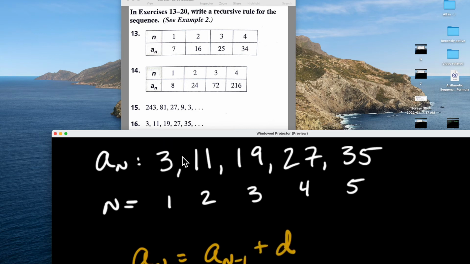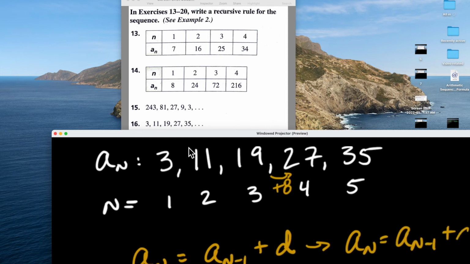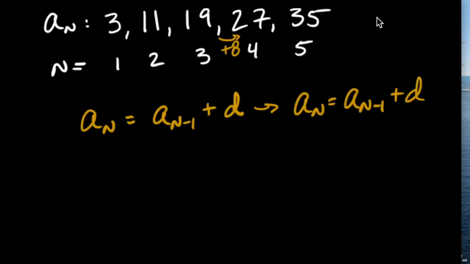Now what is d here? Well, 11 minus 3 is 8, 19 minus 11 is 8, 27 minus 19 is 8. So each time we advance, we're adding 8. So that's our d value. So our recursive formula is just a sub n equals a sub n minus 1 plus d. To get any value in this sequence, we take the value to the left and we add 8.